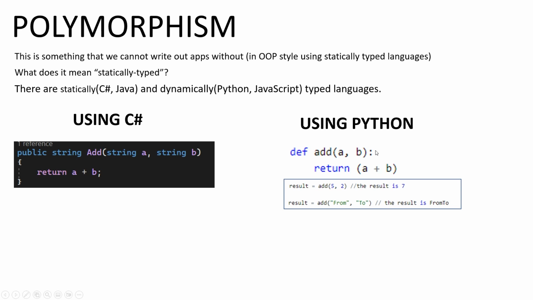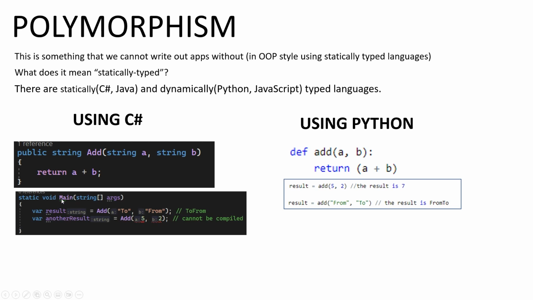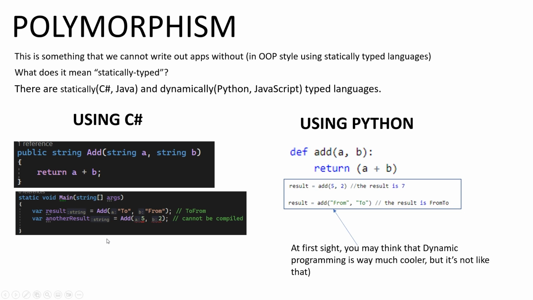Let's check out the same thing using C#. As you can see here, if we're using "to" and "from", everything works correctly, and as a result we will get "tofrom". But when we use 5 and 2, our code cannot even be compiled. It's not even allowed, because you have that agreement, that contract, that this method add should accept a string, not an integer. And at first sight, you may think that dynamic programming is much cooler, but it's not like that.